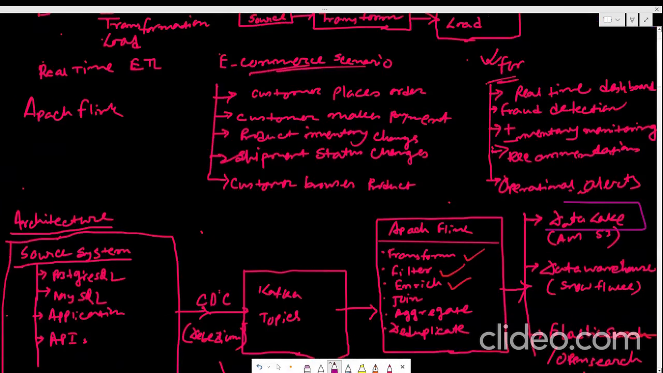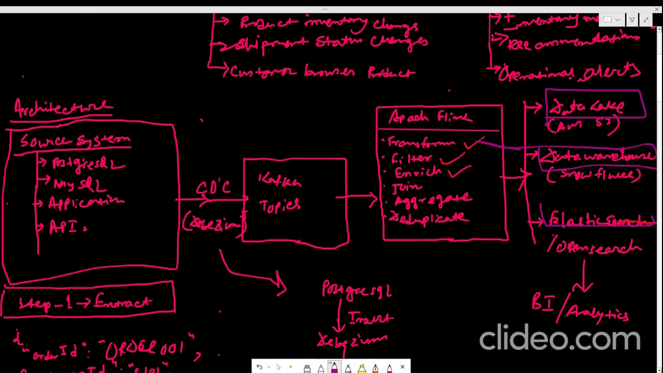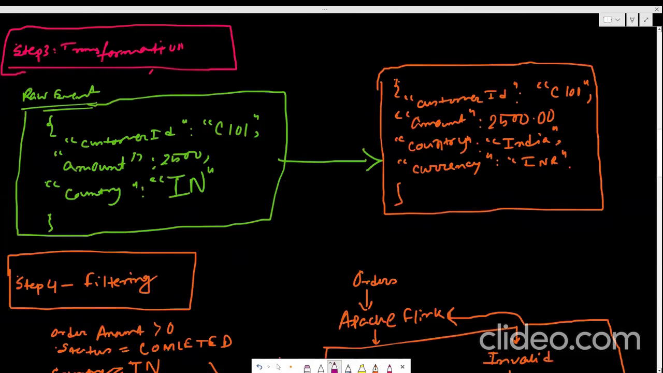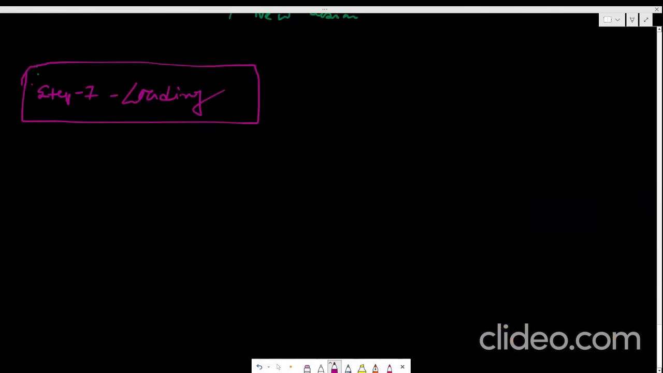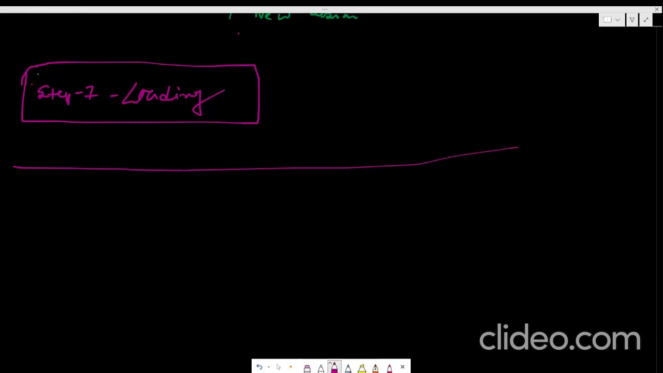The data lake, then it can be a data warehouse, then some Elasticsearch or OpenSearch. This kind of things are there, right? Now different consumers can use the same processed stream, and they can apply their business logic, or show the data to stakeholders, whatever is required. That is basically the real-time ETL.